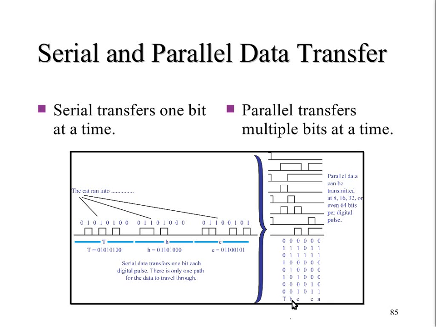So let's say we're sending the message "the cat" here. Well, then we have the letter T here, which is 0101010, and that's all at the same time on different wires. So each one of the wires carries one of those bits. And then when we send the next letter, we again have each of the bits for that letter on a separate wire, and so it can send that much quicker. Parallel data can be transferred in groups of 8 or 16 or 32 or 64 bits, depending on how many wires we have. We have to have enough wires to handle that many bits.